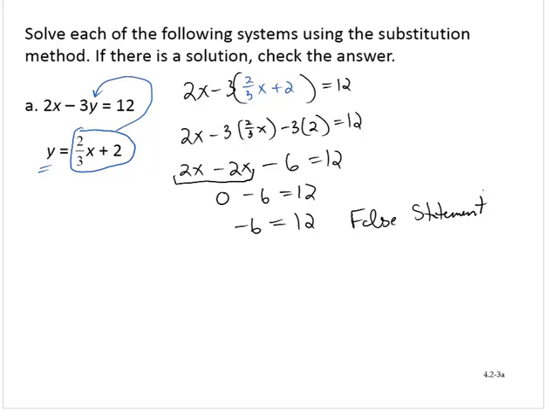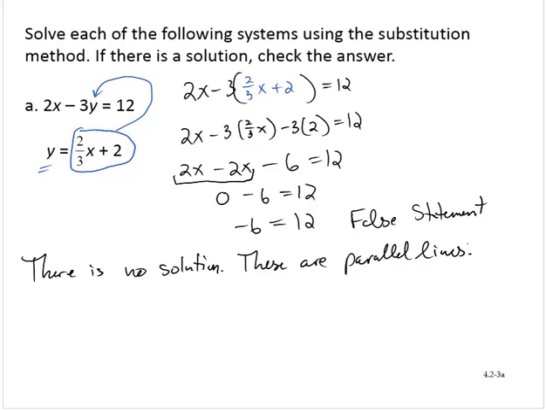When this happens, when you're solving a system of equations using substitution, what we say is the system has no solution. Graphically, if we were to graph these two equations, we would see parallel lines. And we say that this is an example of an inconsistent system.